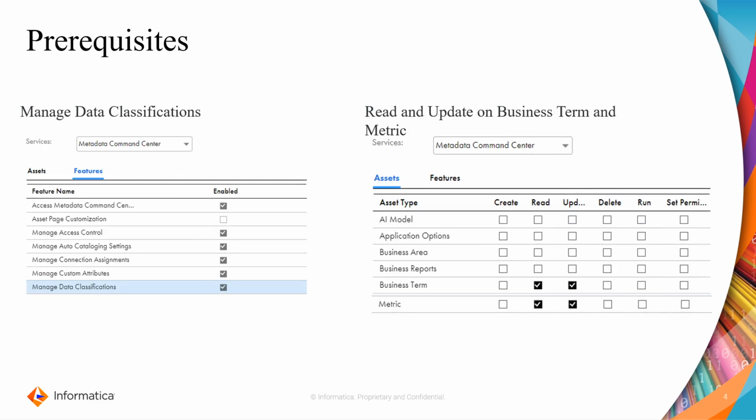Prerequisites. We should have the following feature and asset privileges to manually associate data classifications to business assets under metadata command center. First, we need manage data classifications from the feature tab, then read and update on business term and metric from the assets tab.